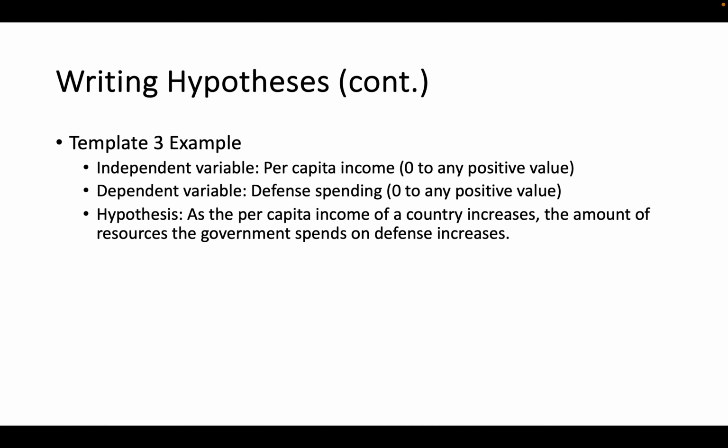So the independent variable is per capita income. The dependent variable is defense spending. As the per capita income of a country increases, the amount of resources the government spends on defense increases. So they go up together and should come down together as well. Lower per capita income, lower defense spending.